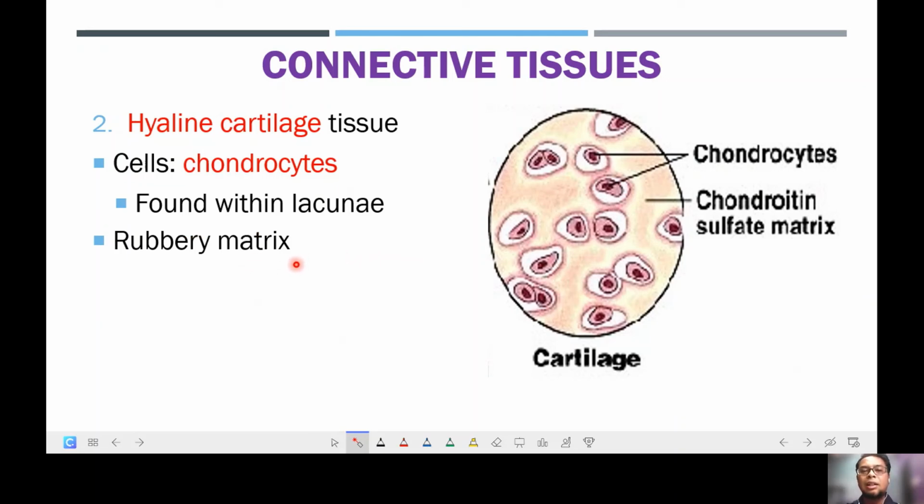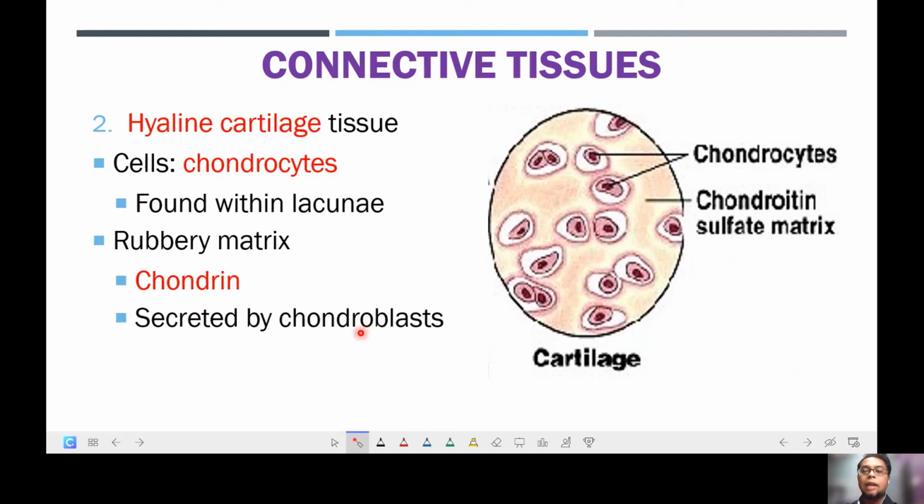However, for this cartilage tissue, the matrix will be rubbery and we call this rubbery type of matrix the chondrin or the chondroitin sulfate matrix, which is actually secreted by the chondroblast, which is the early form of the chondrocyte. The general function of this connective tissue is to provide flexible support.